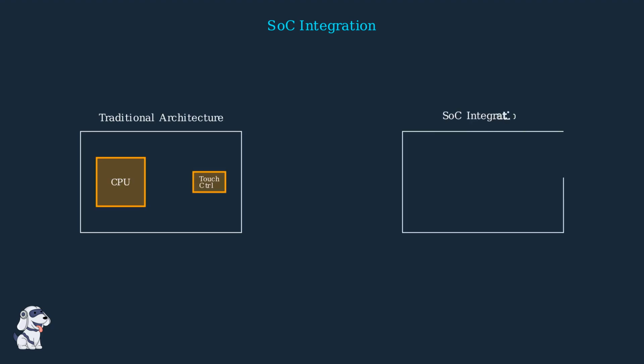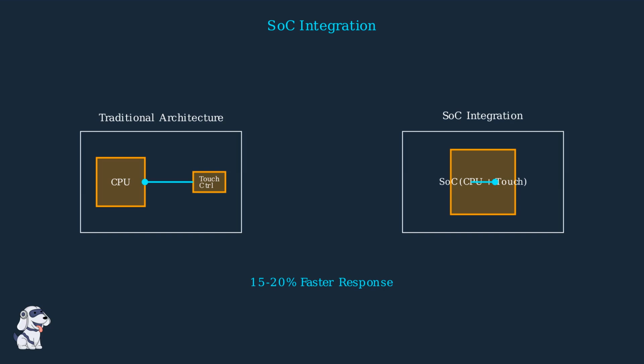Traditionally, touchscreen controllers were separate chips located on the motherboard, requiring signals to travel across the device. Modern designs bake the controller directly into the system on chip, or SoC. This eliminates the physical distance signals must cover, speeding up responsiveness by 15 to 20%. By bringing these components closer together, we drastically reduce system latency, providing a snappier user experience.